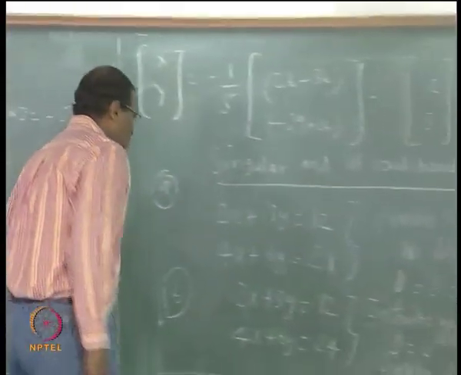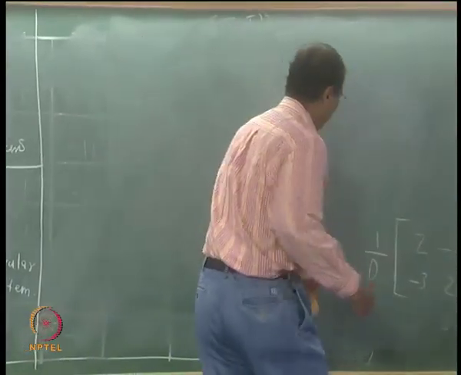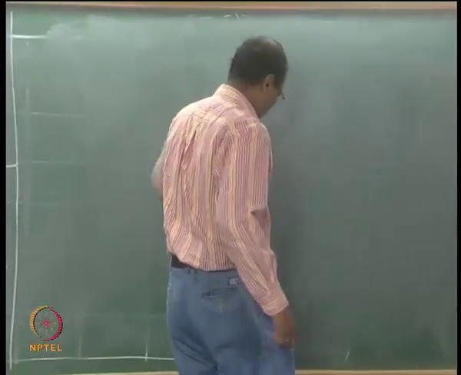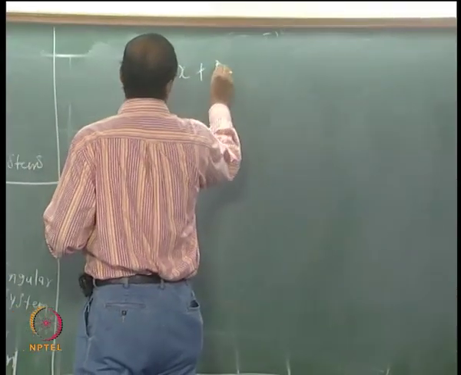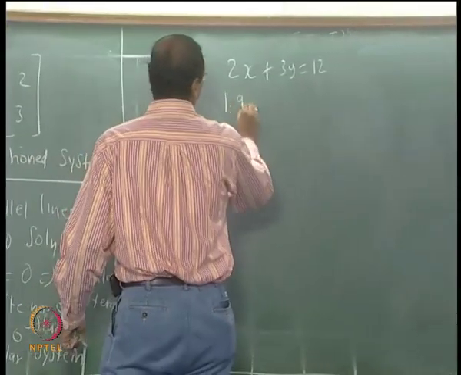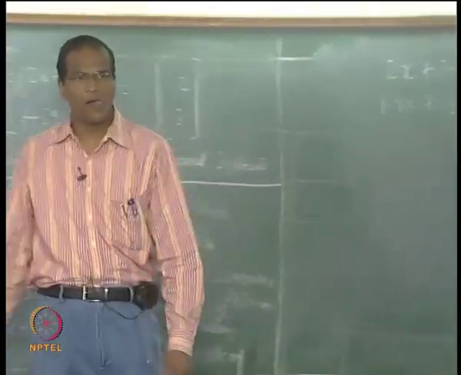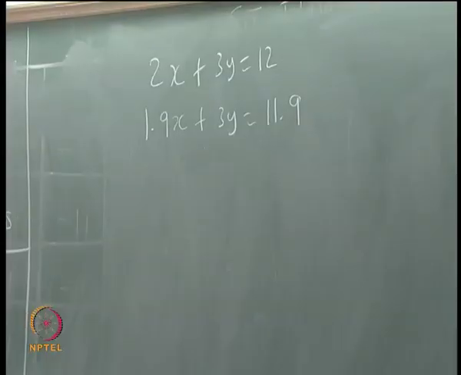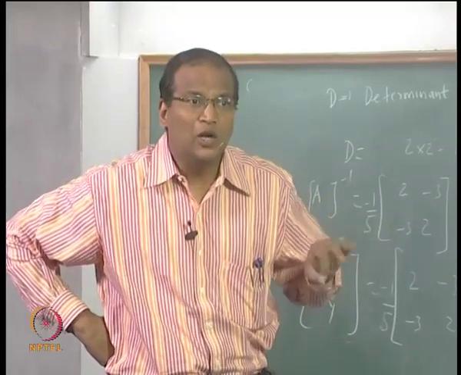You can also have a third category. It is getting late, I wanted to show it on Excel, but still okay. You can have 2x plus 3y, and the determinant is close to 0, this will give a lot of trouble. The two lines will be very close to each other, you do not know exactly where the two lines intersect. This is called an ill conditioned system.